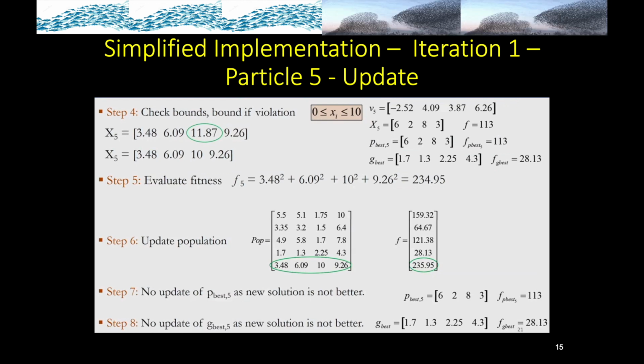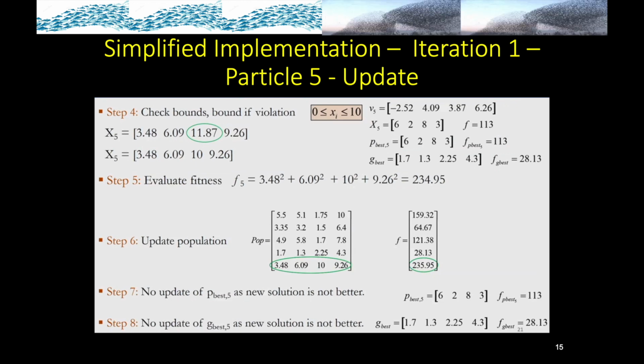Then we're going to evaluate the fitness of this new function, which comes out to be 234.95, which is way worse than the original fitness value of 113, and it is probably the worst in all the 5 updated particles. We'll however update the particle in the population, P5, and it will be updated. Since its fitness is really worse, neither the P best nor the G best will be updated at all. And this brings an end to iteration 1.